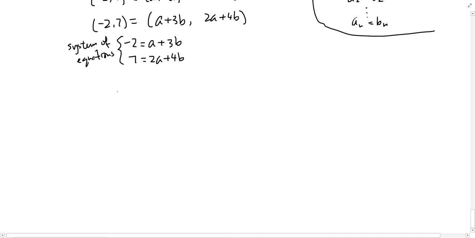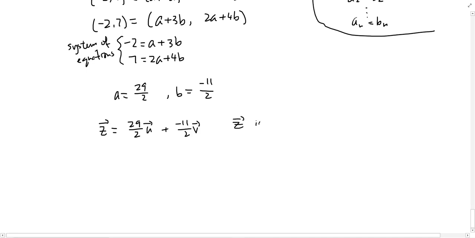You should be able to identify that A is equal to 29 over 2, and B is equal to negative 11 over 2. And therefore, vector Z is equal to 29 over 2 vector U plus negative 11 over 2 vector V. So Z is a linear combination of U and V.